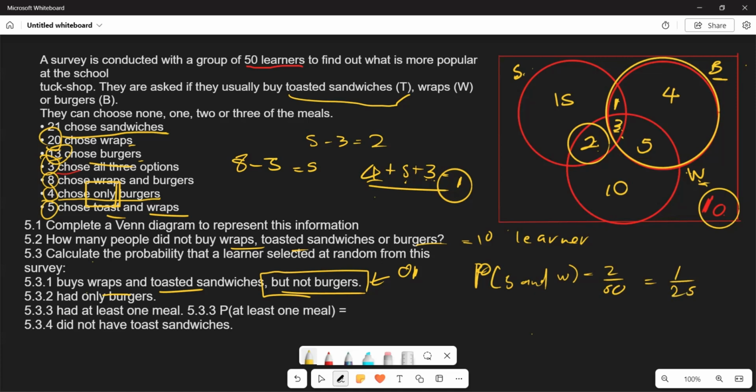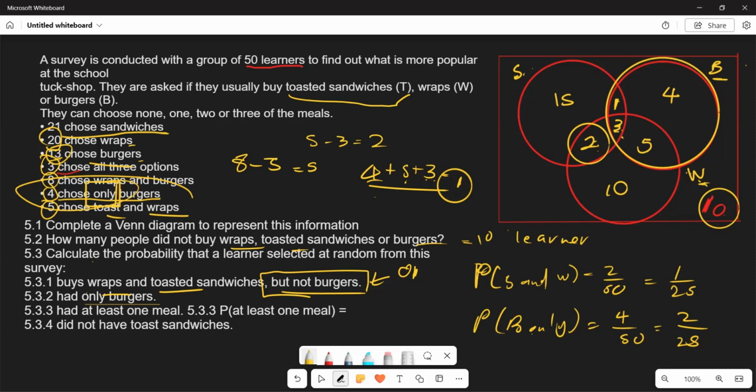Now let's look at the second question. They said burger only. Luckily, we have burger only there, which was 4. So the probability of burger only will be 4 out of 50, which is going to be 2 out of 25.